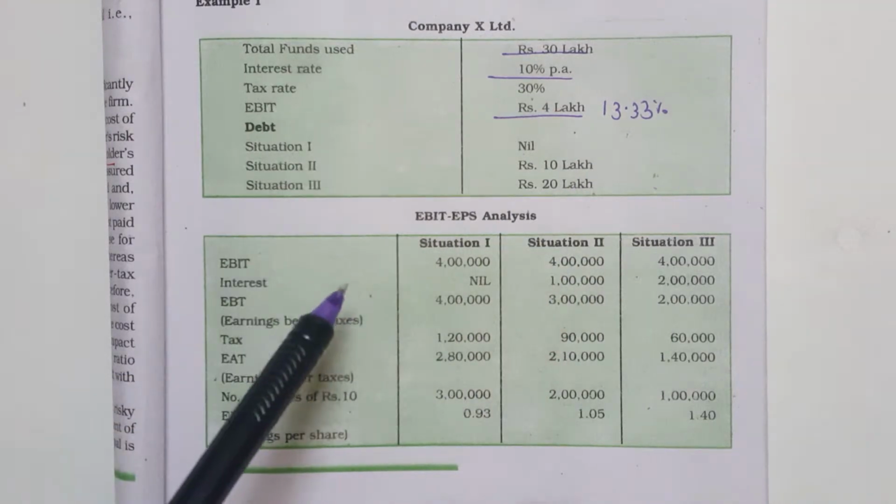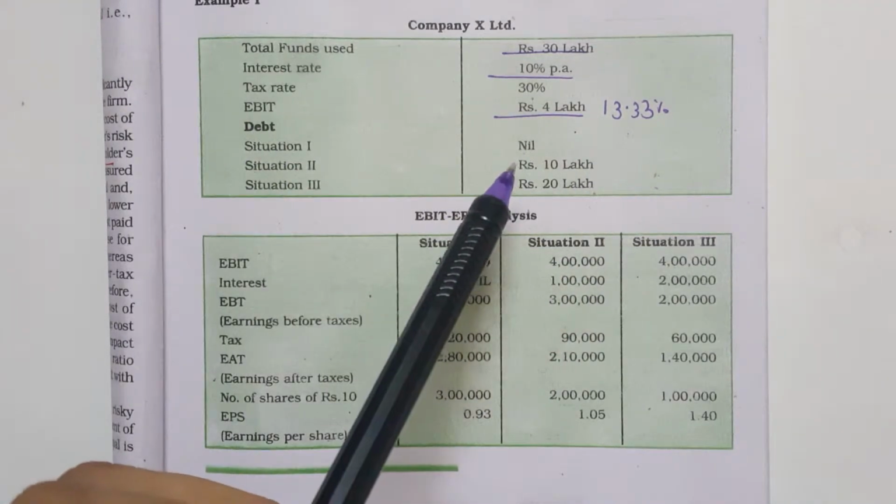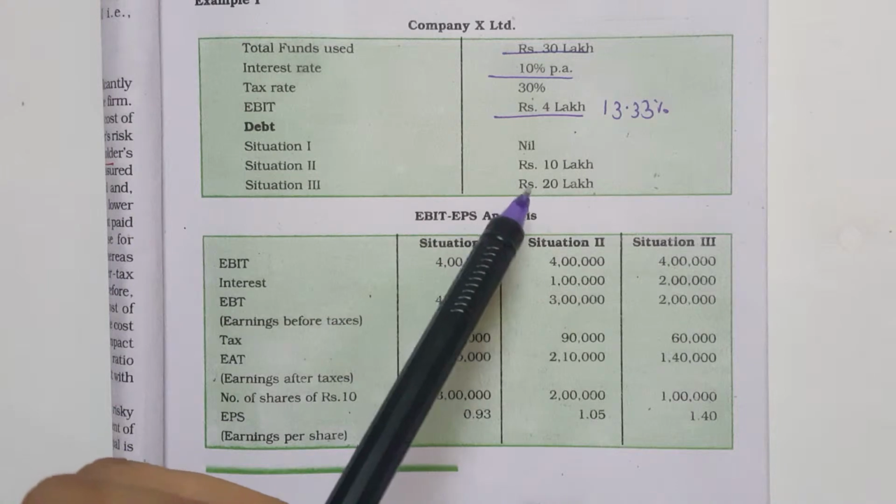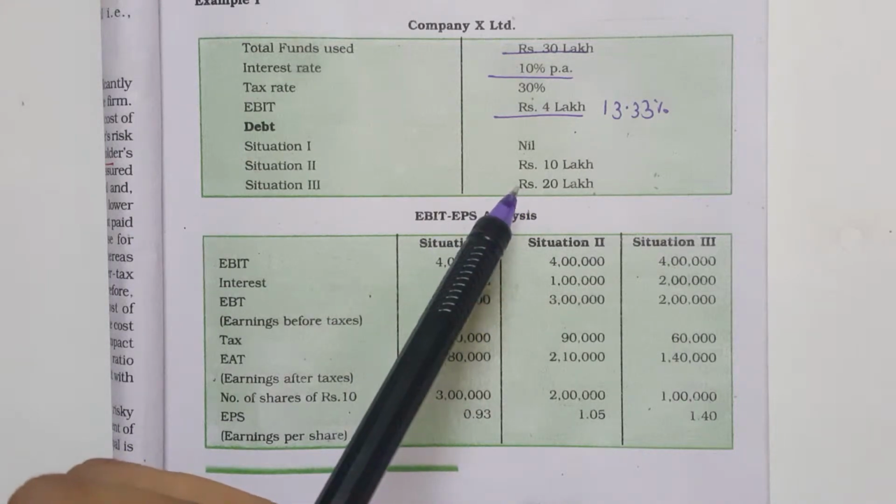Let's have a look at the example. Situation 1: one is nil, second is 10 lakhs, and next is 20 lakh.